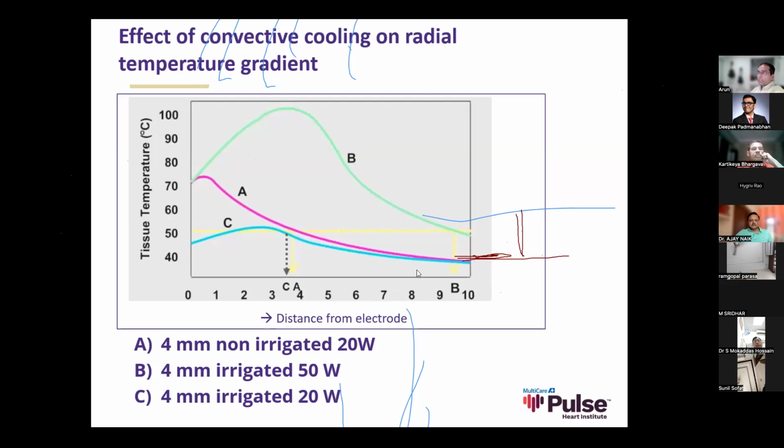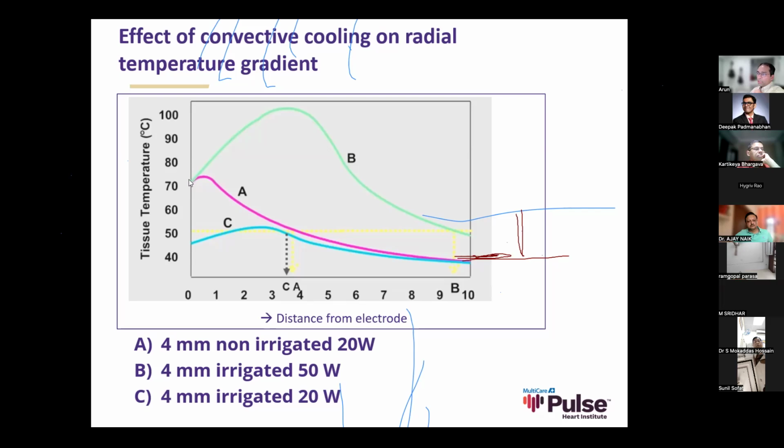This is a question for the audience. The effect of cooling on the radial temperature gradient. Actually this is not a question, I gave the answer right here. A is the 4 millimeter non-irrigated catheter. You heat the catheter at 20, and the tissue temperature at the interface is 70, and it quickly goes down. Then B, the 4 millimeter irrigated catheter.